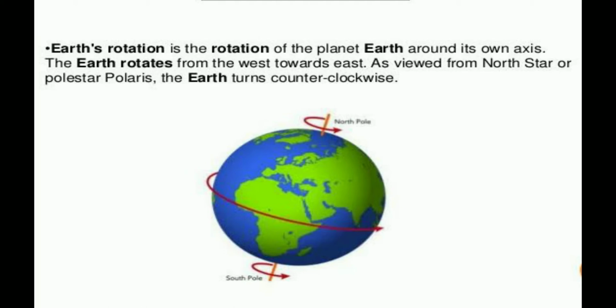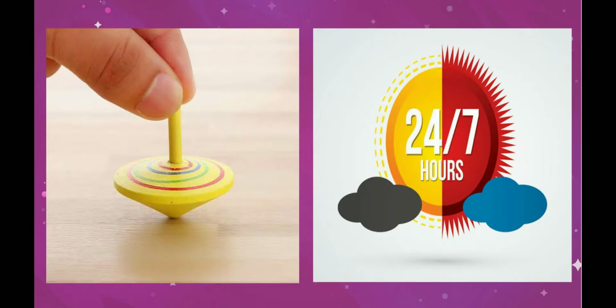The Earth rotates from the west towards the east, meaning that the rotation takes place in an anti-clockwise manner. The Earth's rotation is compared to that of a top which spins at a speed of 1670 km per hour, rotating freely on its own axis. It takes the Earth roughly 24 hours to complete one rotation, meaning a single day and a night.